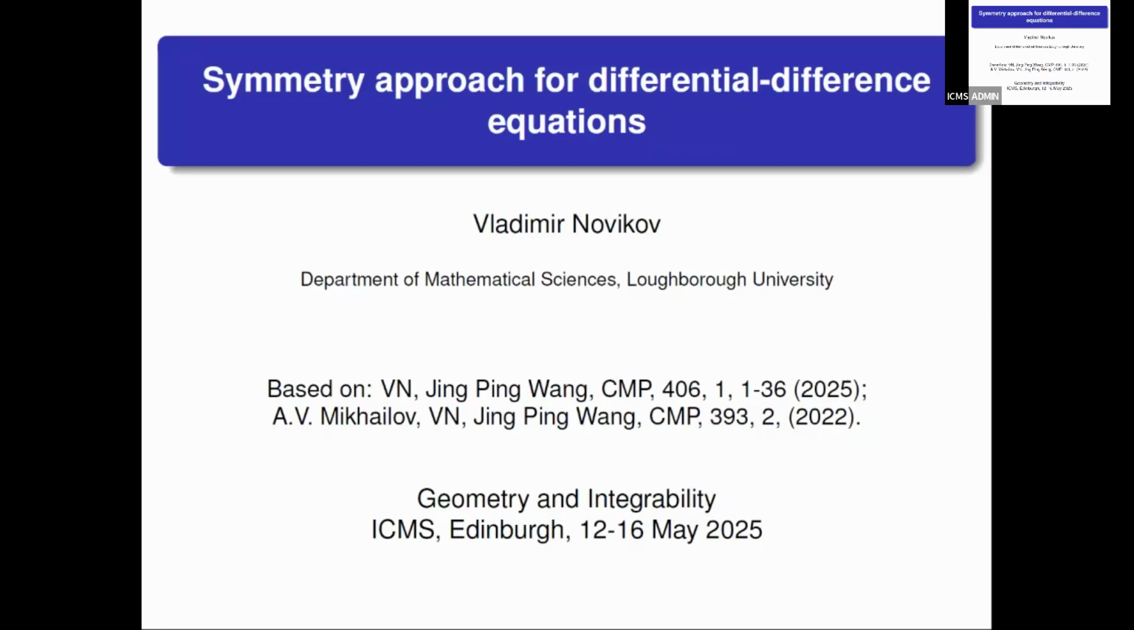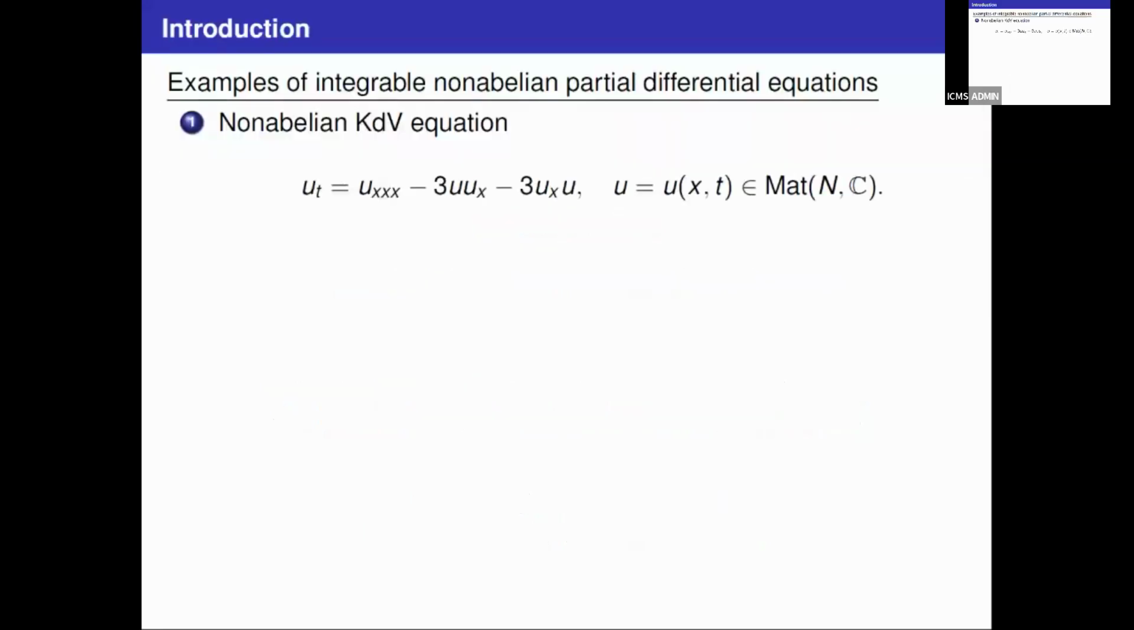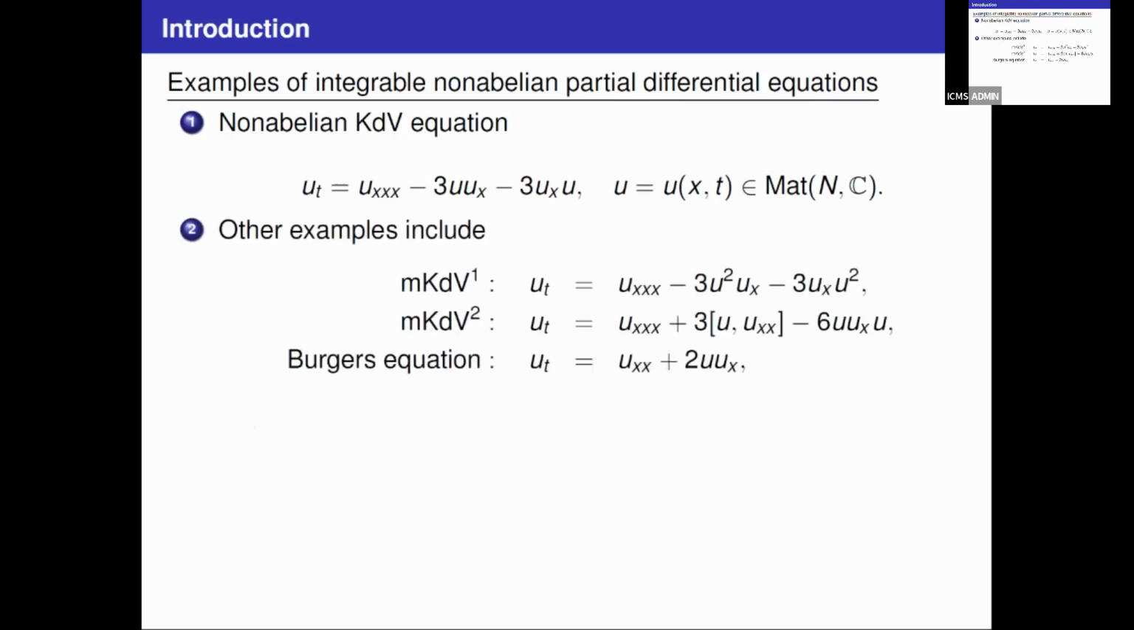So let me first start with some examples of integrable equations, non-abelian integrable equations. The most simple and the most famous one, which was written already by Peter Lax, is the non-abelian Korteweg-de Vries equation. Then these are other examples: two versions of the modified KdV equation. The commutator here is the usual commutator of variables, so u_xx minus u_xx u.